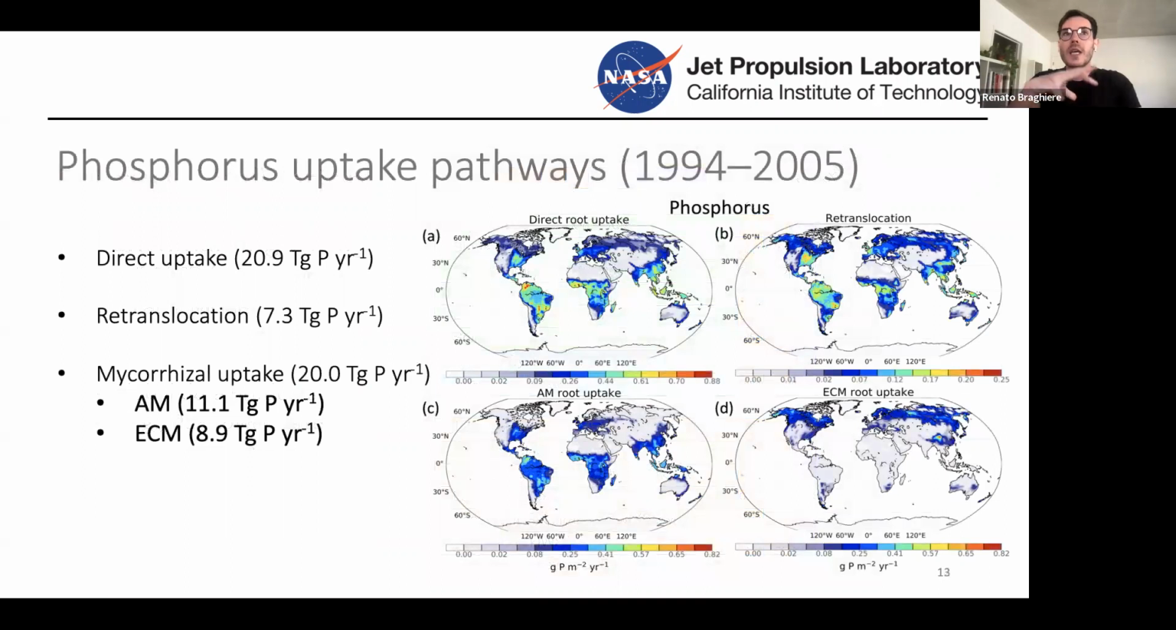And so now we can have the same sort of maps for phosphorus uptake. So we can have here an estimate of the global phosphorus uptake via mycorrhizae. And this number appears from the model, 20 teragrams of phosphorus per year, where most of the phosphorus comes from arbuscular mycorrhizae located in the tropics, and most of the extratropics are associated with ectomycorrhizae, and most of the phosphorus comes from that area.